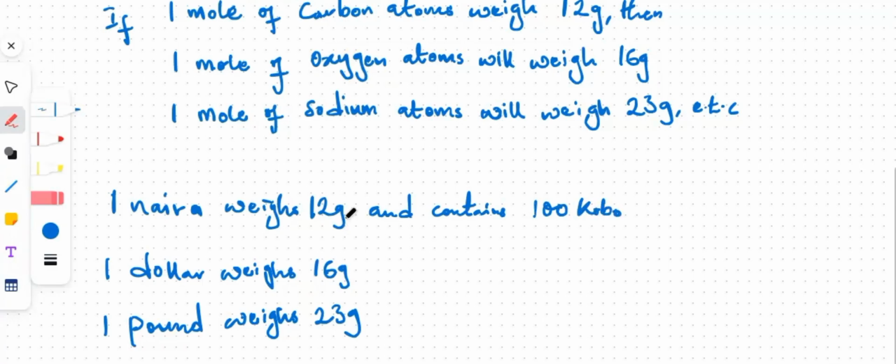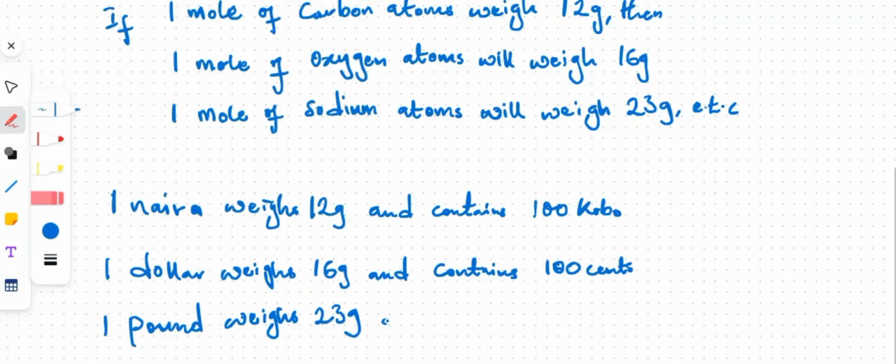$1 weighs 16 grams and contains, what is the elementary unit of dollar? Cents. So it contains how many cents? 100 cents. So you can see that the number is not changing. 100 cents, so as many elementary units. So I see it: 100 kobo, 100 cents.